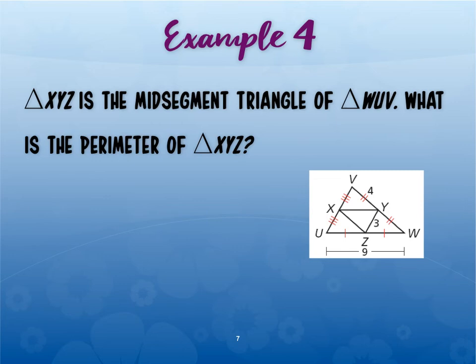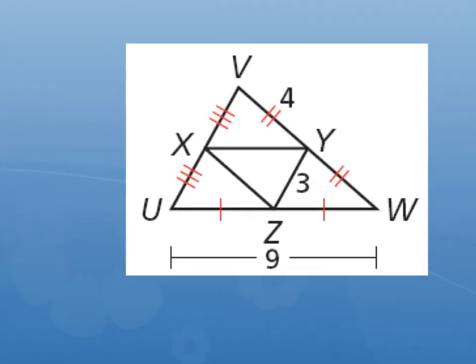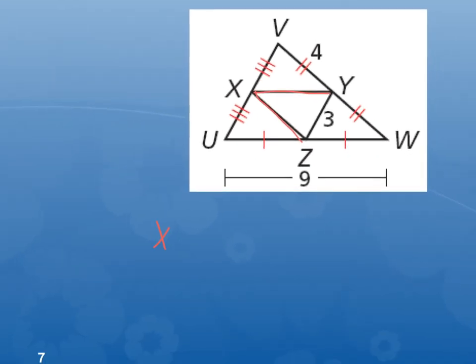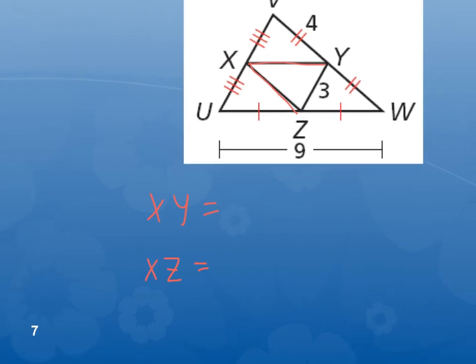All right, example 4. Triangle XYZ is the midsegment triangle of triangle WUV. What is the perimeter of triangle XYZ? How do we find the perimeter? Just in any triangle, we add up all the sides. So we need to know what XY is and what XZ is. And it already gives us YZ, which is 3.